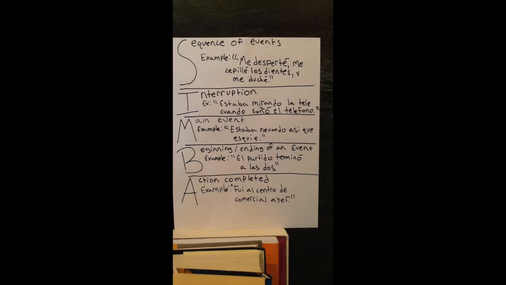The last letter is A, which stands for an action completed. An example of this is: I went to the mall yesterday. This is a definite action in time, so we use the preterite. Fui al centro de comercial ayer. There are a lot of preterite indicator words such as ayer, anoche, anteayer, and el otro día, just to name a few words when looking for the action completed part for the preterite.